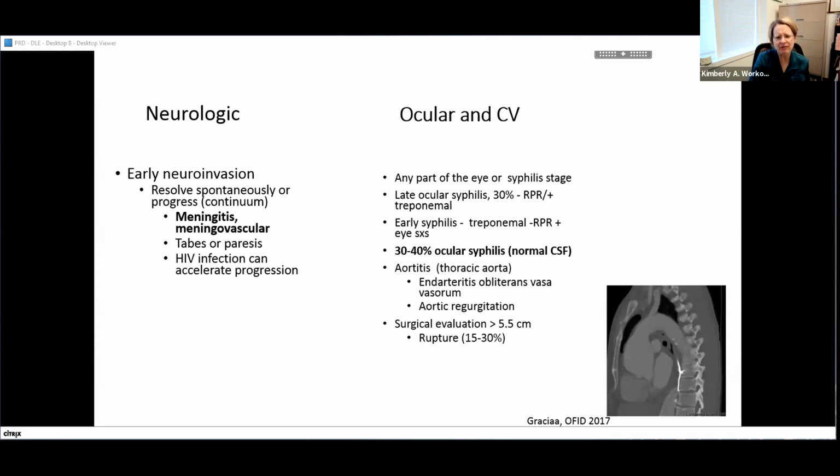Syphilis can involve any part of the eye. What you see down here is a case report from one of our faculty members at Emory that was published a couple of years ago. It was a patient who got treated appropriately for syphilis 20 years ago, a patient with well-controlled HIV infection, who 20 years later came back with a new murmur, was found to have a huge ascending aortic aneurysm, and had histologic evidence of prior syphilis. So again, think about the other manifestations outside the skin and the genital tract.